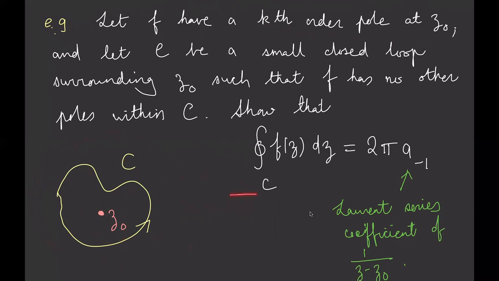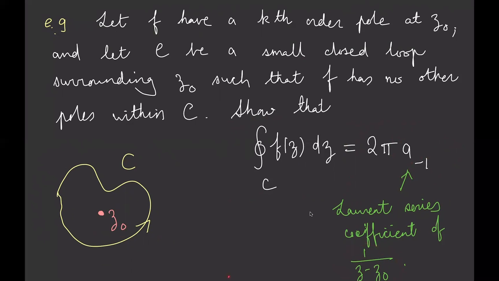And then here's a rather interesting result. If you take this f of z dz, if you do this contour integral around this closed loop C, which only has this kth order pole Z0 inside, then what you're going to get is 2 pi times a to the negative 1. And what is a to the negative 1? Well, these are the coefficients of the Laurent series that we are talking about. So this is the coefficient of the power z minus z0 to the negative 1, in other words, of 1 over z minus z0.